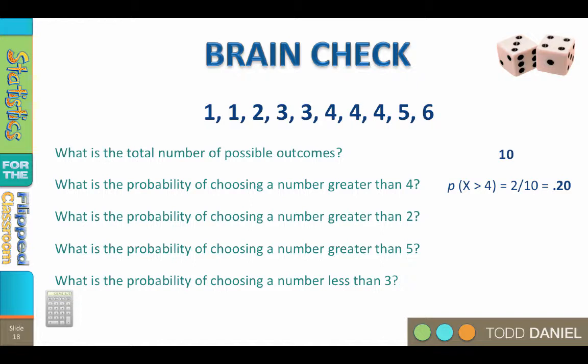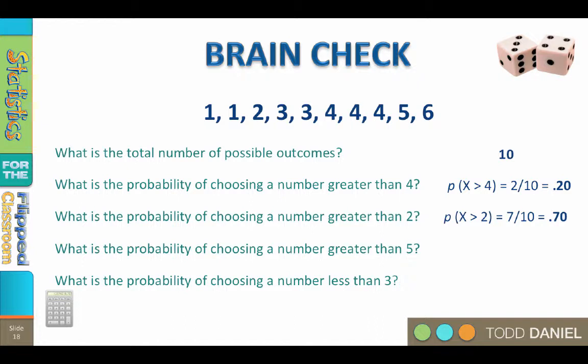What's the probability of choosing a number greater than 2? Well, how many numbers are greater than 2? 7. So the probability is 0.70. Which one is greater? The probability of choosing a number greater than 4 or a number greater than 2? Because the probability of 0.70 is closer to 1 than is the probability of 0.20, you are more likely to choose a number greater than 2.